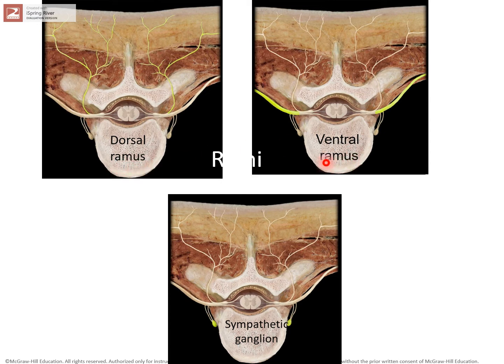And then you have the ventral ramus. Rami means branch. Ventral or anterior means the front. The ventral ramus innervates the muscles. So this one in yellow is the ventral ramus. The ventral ramus innervates the muscles of the upper and lower limb and the skin of the lateral and anterior surface of the trunk.